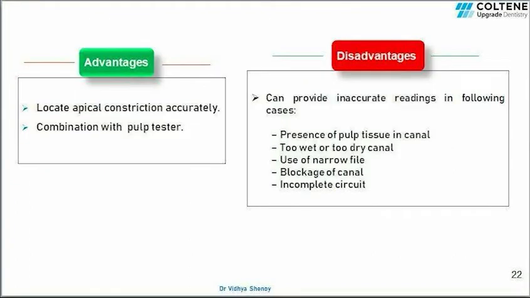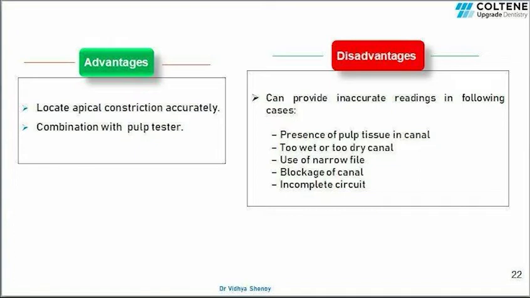The advantages of electronic apex locators, like I mentioned earlier: it is the only method of working length determination which helps to locate the apical constriction accurately. And all the uses of electronic apex locators that I mentioned in the previous slides are its advantages. Another thing is that certain apex locators come in combination with a pulp tester, so it can be used to test pulp vitality as well.